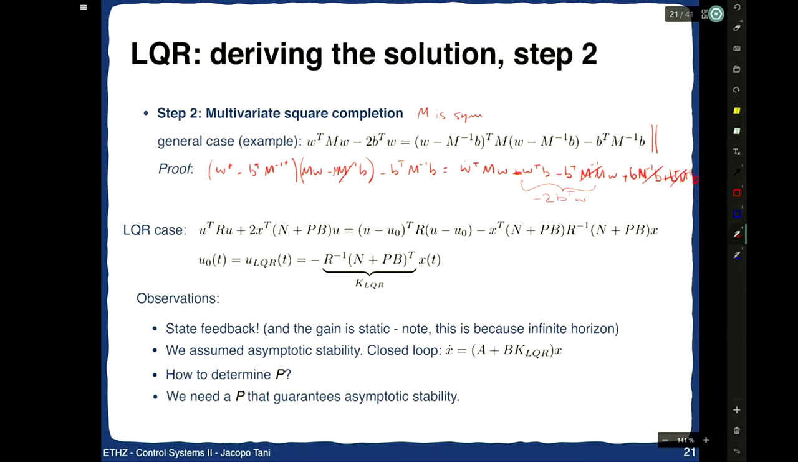But now, let's look at these two terms in the particular case of our function. If we apply exactly what we had before, we see that it's easy to write them as something that is similar to the objective we want to reach, like this u minus u naught part, right?